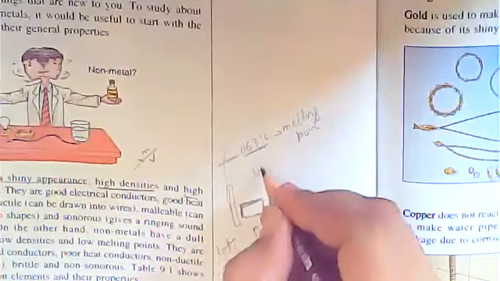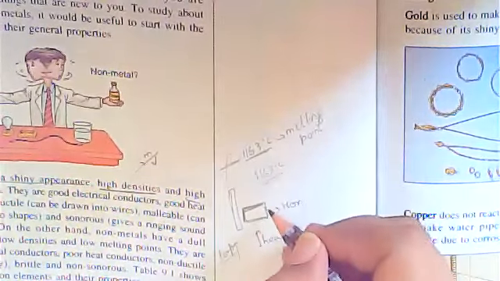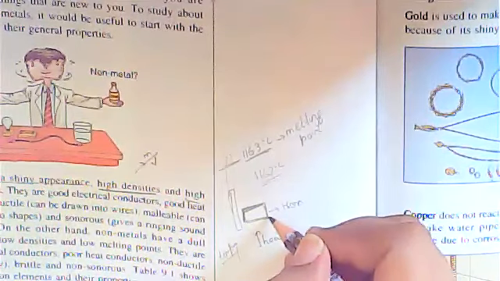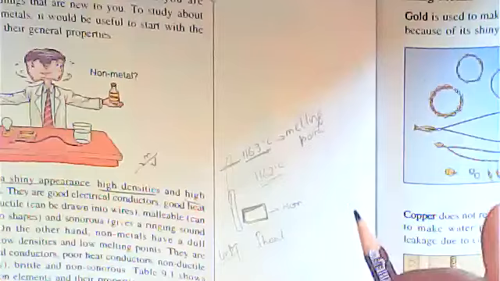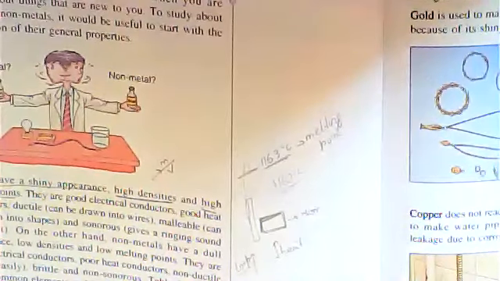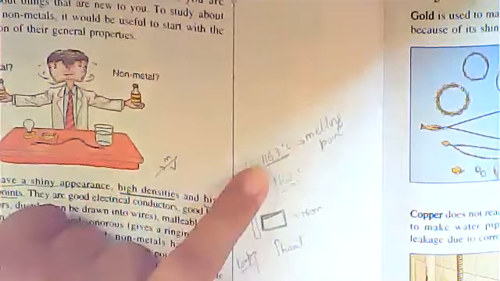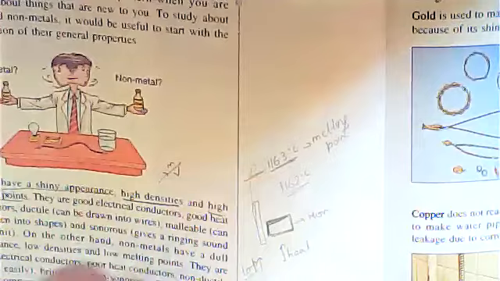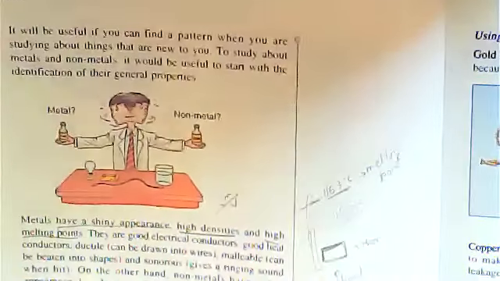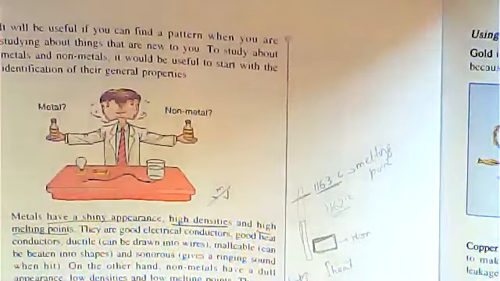If you talk about 1162 degrees centigrade, this is not the melting point, because at this point it is completely a solid block. Upon reaching the melting temperature it will start to melt, not completely melt. So that point at which a solid material starts to melt is called the melting point. Now, all the metals have high melting points, right?